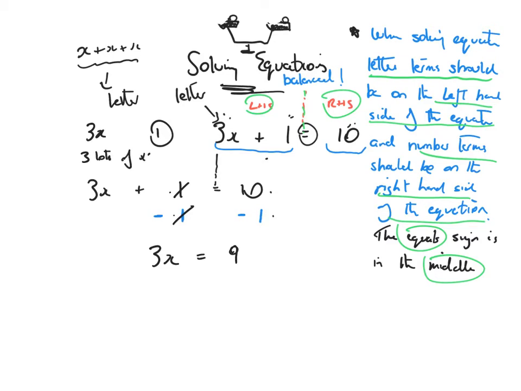So 3 lots of something is 9. 3 lots of what is 9? That's 3. So x must be 3. Now this is the way we're going to do it. We're going to divide both sides of the equation by 3.